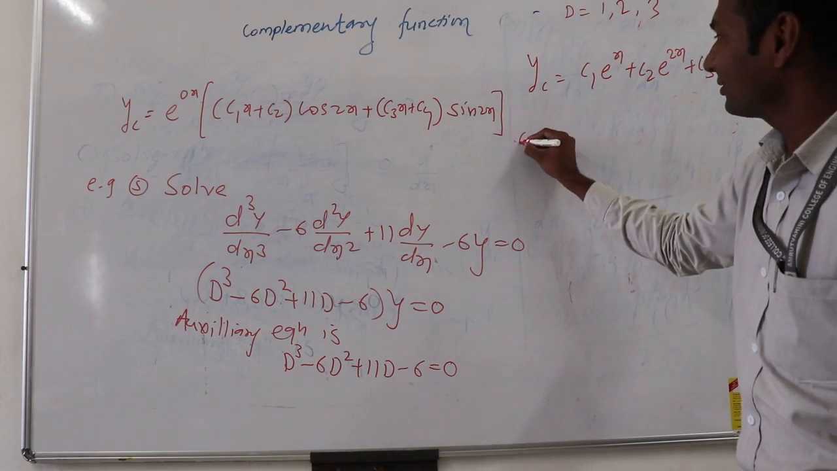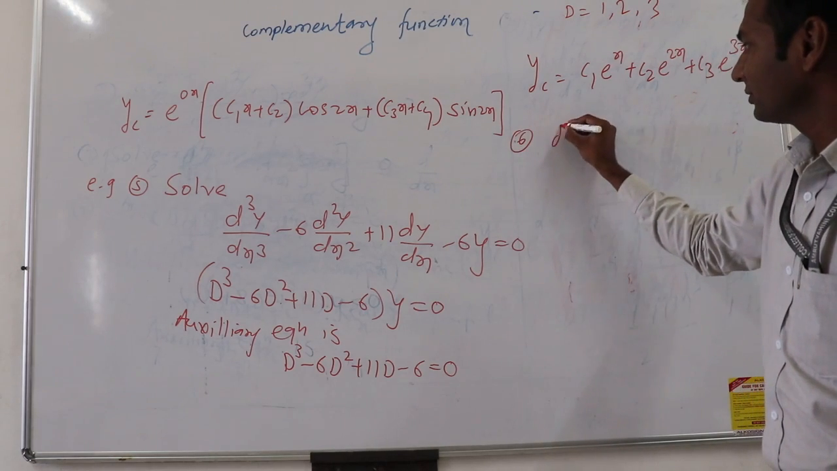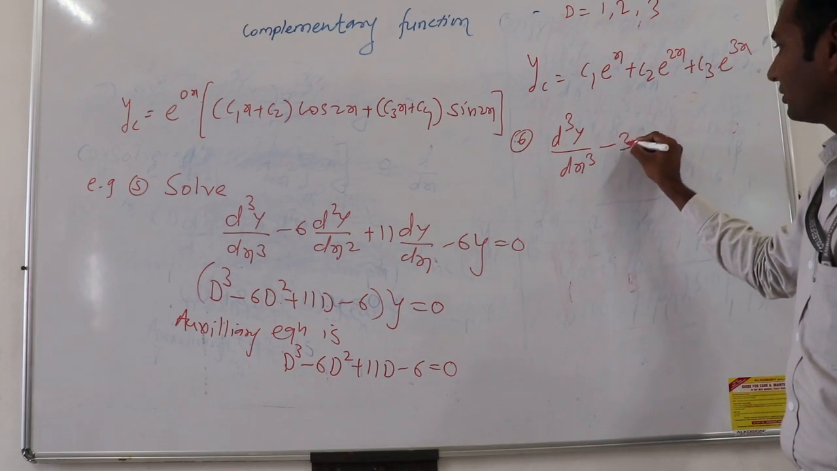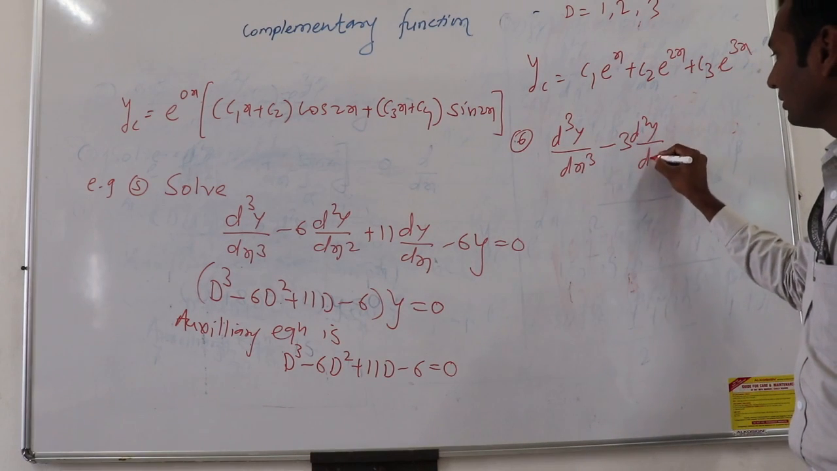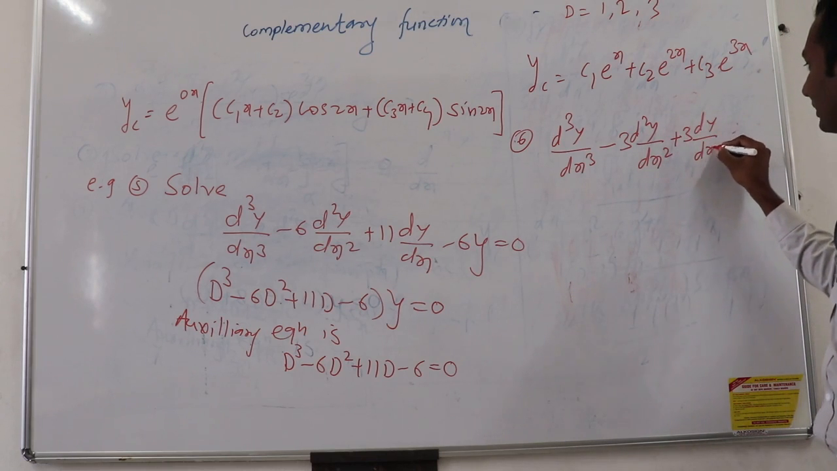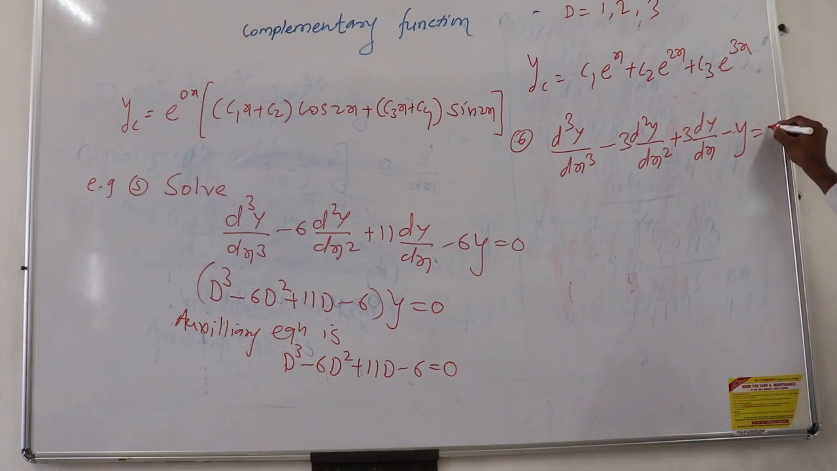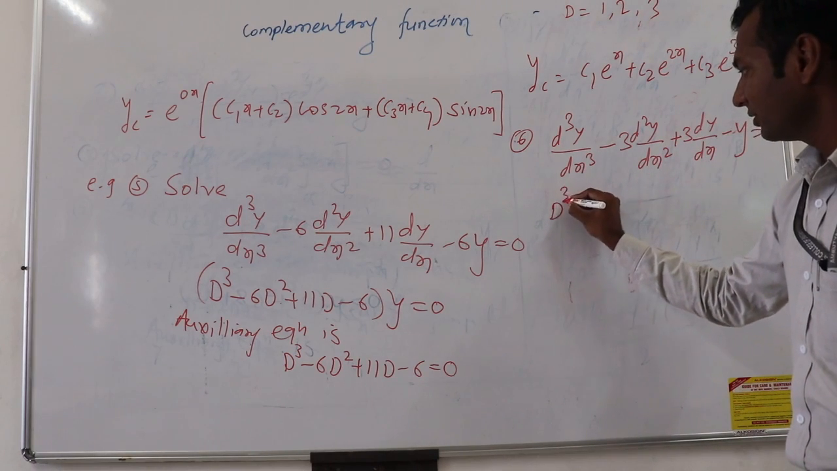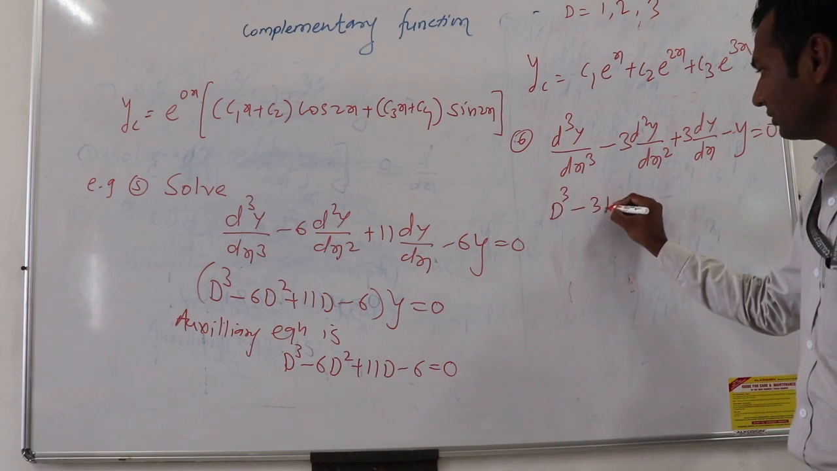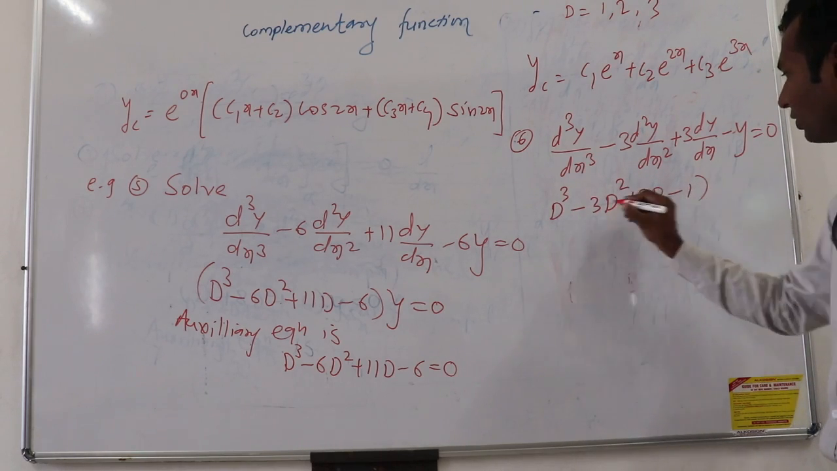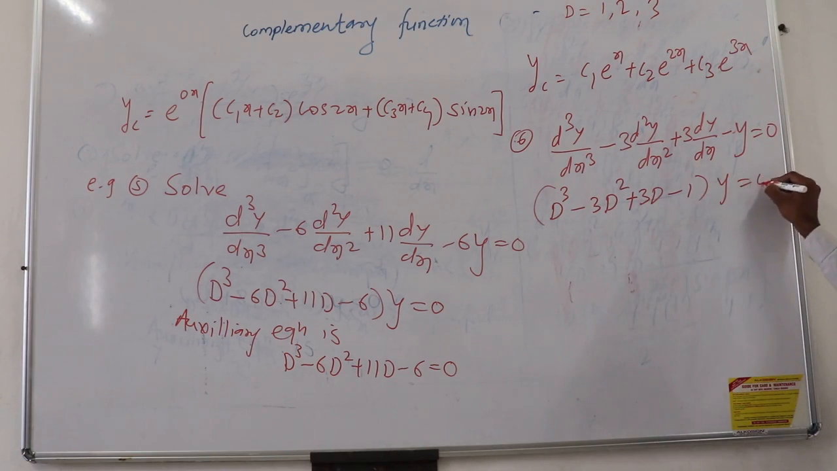Then next I take again one example. Solve d cube y by dx cube minus 3 d2y by dx square plus 3 dy by dx minus y is equal to 0. Then we write that linear differential equation this way: (d cube minus 3d square plus 3d minus 1) of y is equal to 0.